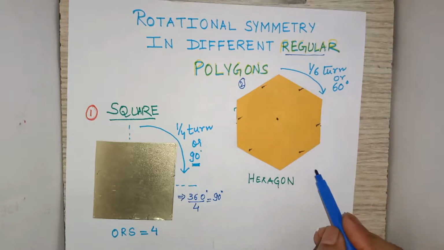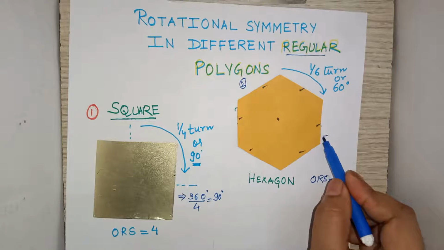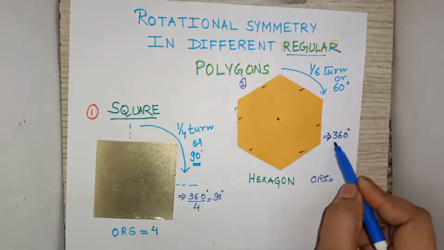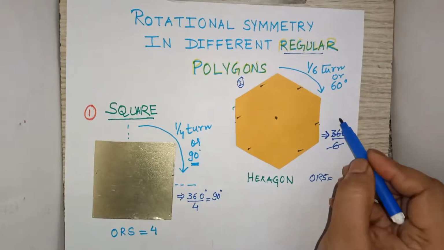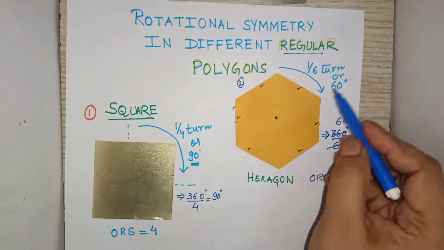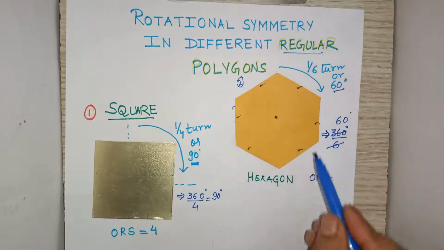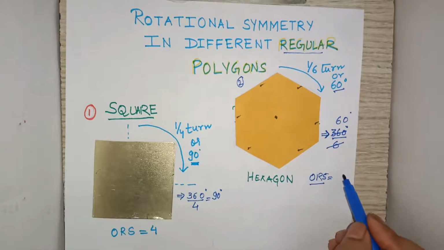Now children, here I am going to explain the order of rotational symmetry in this hexagon. As it has a total of 6 sides and in one complete rotation there are 360 degrees, we will divide it by 6. And here your answer is 60 degrees, which means you have to give it a 60 degree turn. After that you will get the same shape of your hexagon, meaning you will get the original shape. And in a hexagon, ORS, the order of rotational symmetry, is 6.